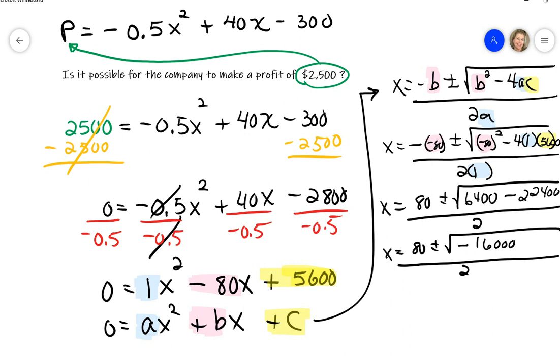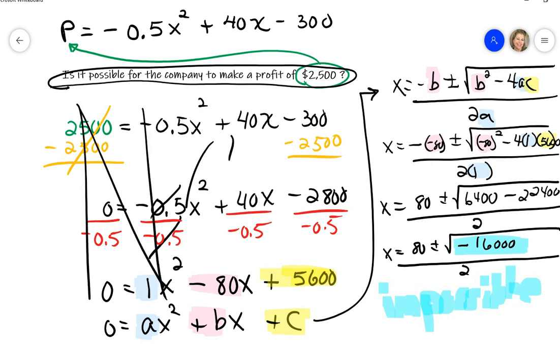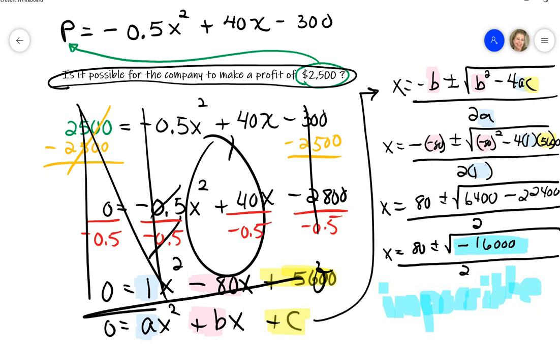This is impossible right here. That is impossible. Impossible. Oh, that doesn't write very well at all, does it? So, the answer to the question, is it possible for it to make a profit? No. No, it's not possible. Ain't gonna happen.